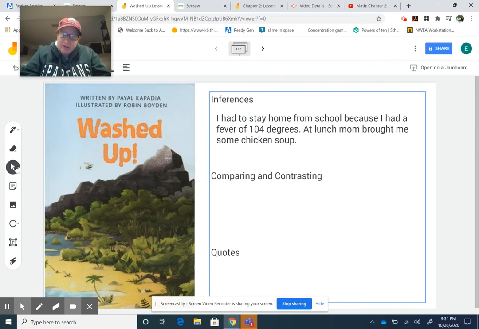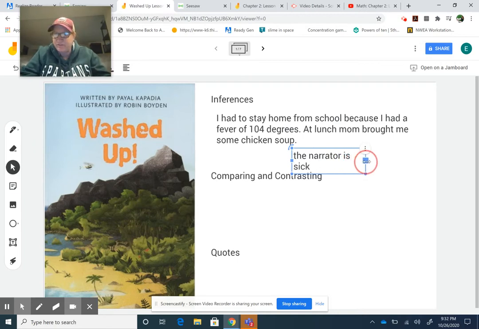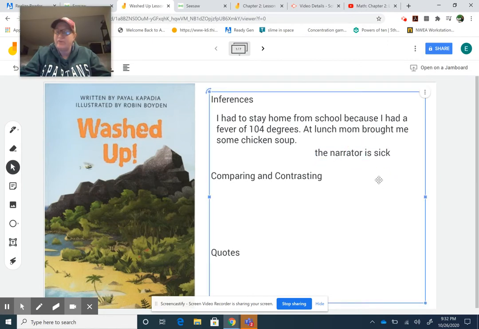You should be able to tell based on experiences that you've had or you've known somebody to have, that the narrator is sick. When you're sick, a lot of times you have a fever, and a lot of people use chicken soup to help them feel better as well. And you, of course, should be staying home from school if you do not feel well. Well, if we ever go back, right?